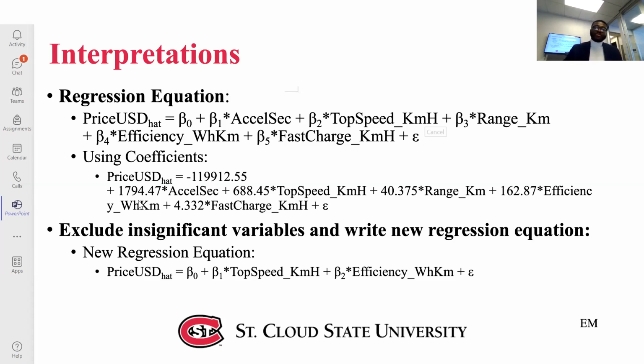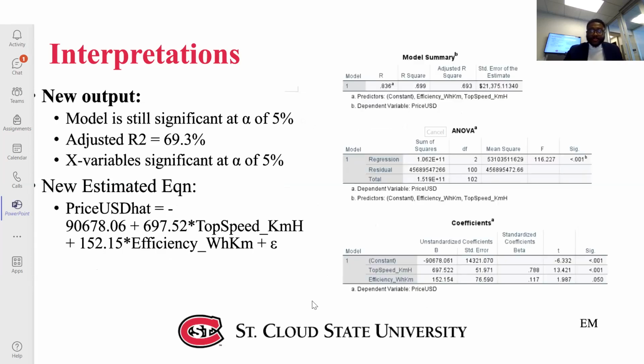using two scenarios. And the next step is to exclude all the insignificant variables and write a new regression equation. So the only significant independent variables in the equation were top speed and efficiency. So we'll write a new equation saying that the price in USD hat is equal to beta naught plus beta 1 times top speed plus beta 2 times efficiency.